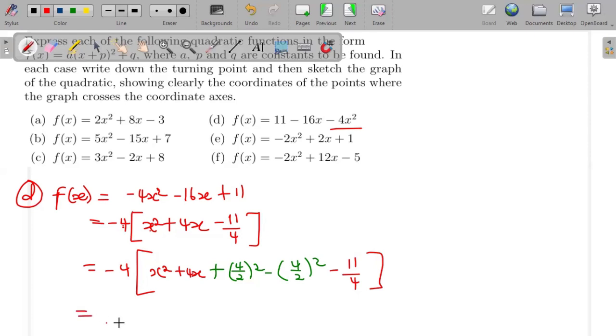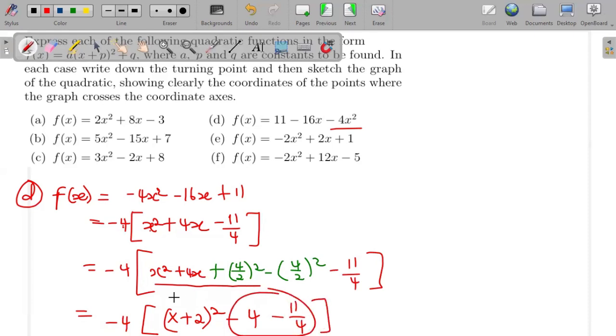Okay, so it means here we have minus 4. And then here, the first three terms form a perfect square. So we ignore the one with the x. So it will just be x. Okay, and then we get whatever is inside the brackets here. So 4 over 2 is just 2. And then this will be squared, and then minus this part now. So 4 over 2, it's 2. 2 squared is 4. So it will be 4. Then minus 11 over 4.